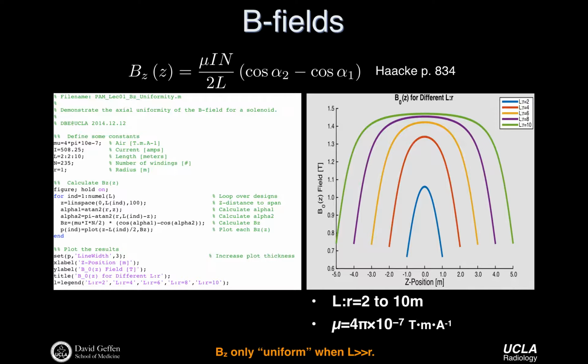All I'm doing here is using those expressions from before and plotting out a bunch of examples of what my B field strength is as a function of z position. For these simple expressions, you can see that I have a huge range in B field strength, except for when I finally get out to a length to radius ratio of about 10. So if I have a long, long, long scanner that's relatively narrow, I can finally get a pretty uniform magnetic field across, in this case, several meters. Now, this is a really simplified version of how to design these kinds of systems, but it helps you get some basic understanding.